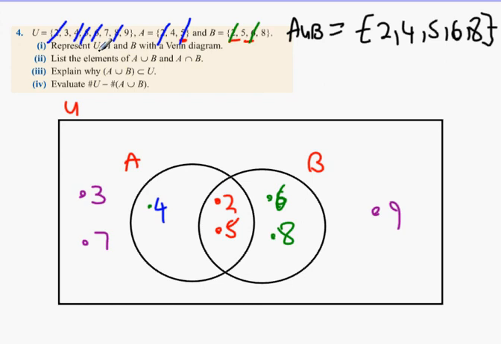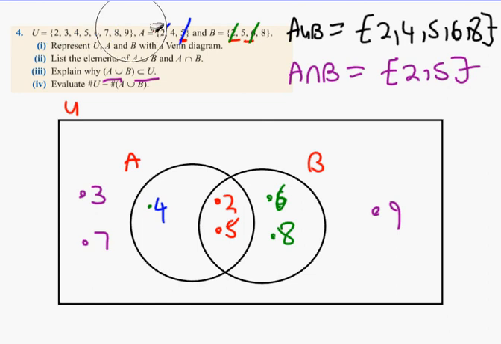List the elements of A intersection B. A intersection B is, anybody? 2 and 5. And finally, explain why A union B is a subset of U. A union B is all these numbers here. And U is all these numbers here. Explain why it happens. All the elements are what's inside of it.